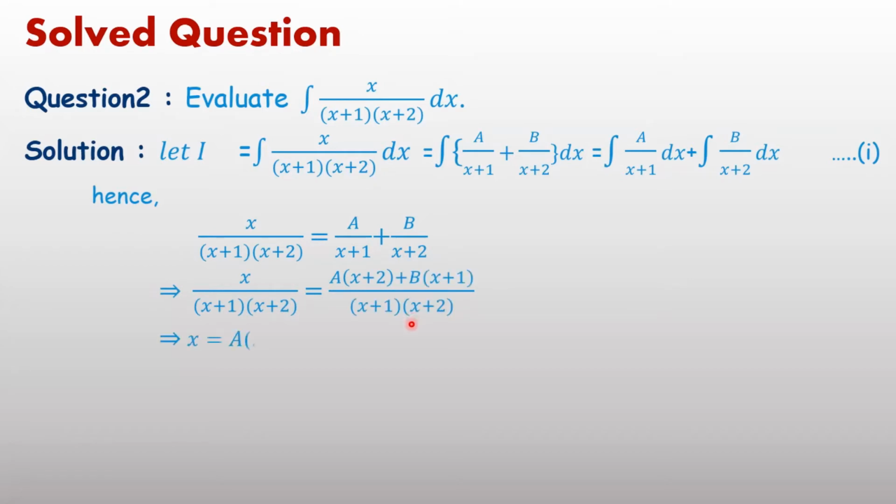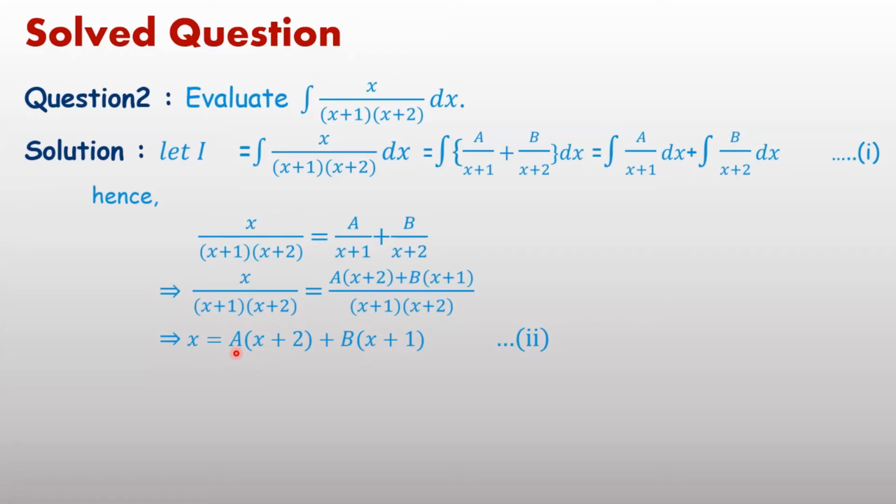The next step, denominator cancel out, x equal to a into x plus 2 plus b into x plus 1. One method given in your NCERT textbook: open the bracket and equate coefficients of x and constant on both sides. You will get two equations in terms of a and b, and after that solve both equations and find the value of a and b.